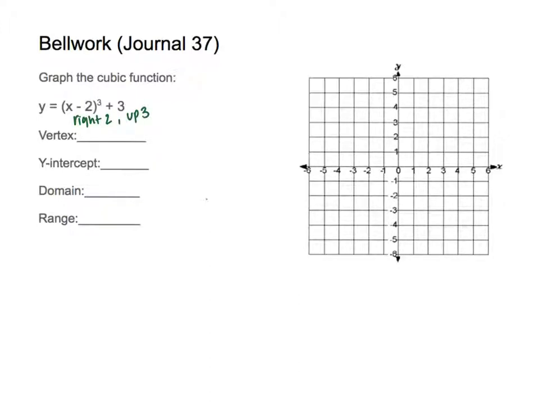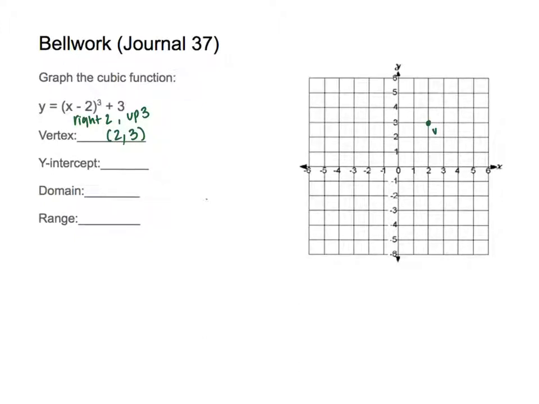So let's go ahead and plot that point on the graph. Right 2 up 3 is right here at (2, 3). So I'm going to write that coordinate on the vertex. I'm going to put a little V here to help me remember that this is the vertex when I am drawing my curves. Okay, so next thing I'm going to do is actually plot the other points.